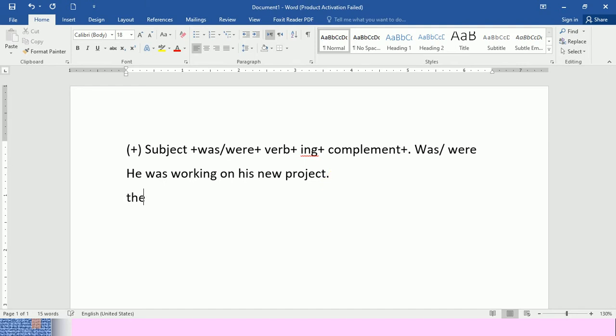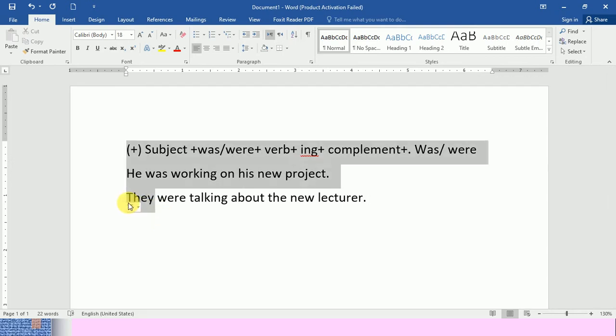Another example for plural: they were talking about the new lecturer. See this? They were talking about the new lecturer. There is the subject.